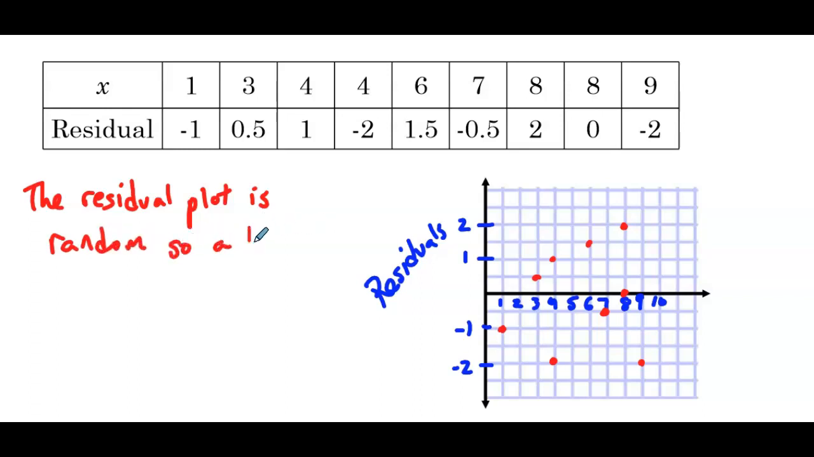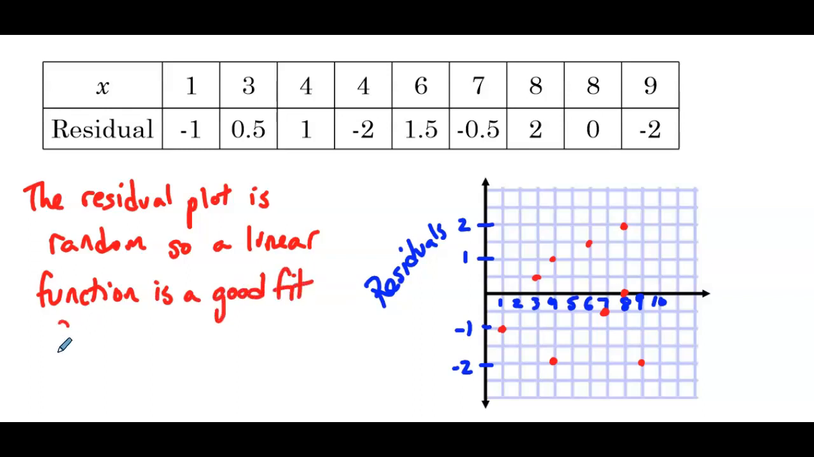So a linear function is a good fit for the data. Okay? That's our end goal. That's why we're creating these residual plots. We want to be able to decide if a linear function is a good fit or not. Again, we did this with correlation coefficient. This is another way to make that decision.